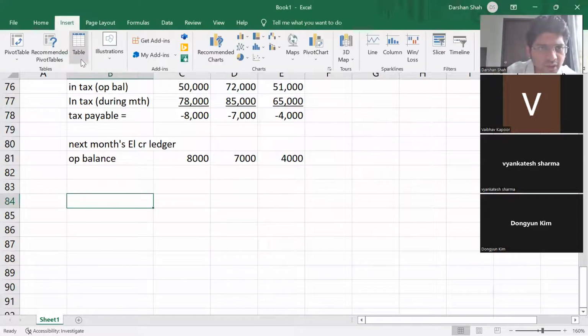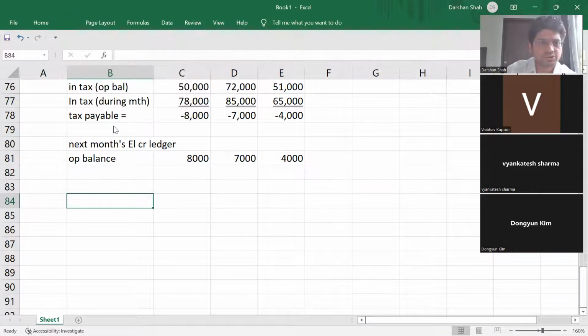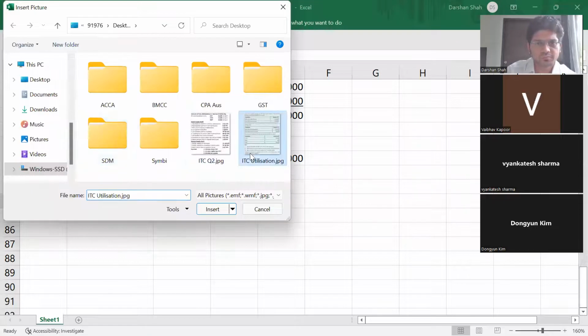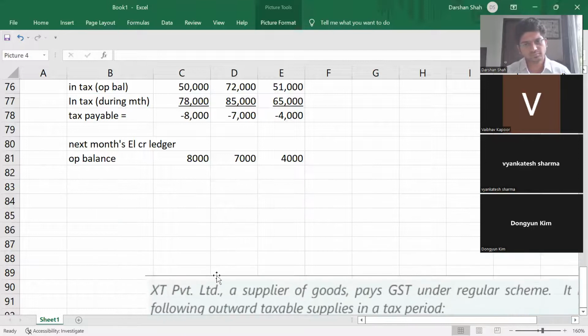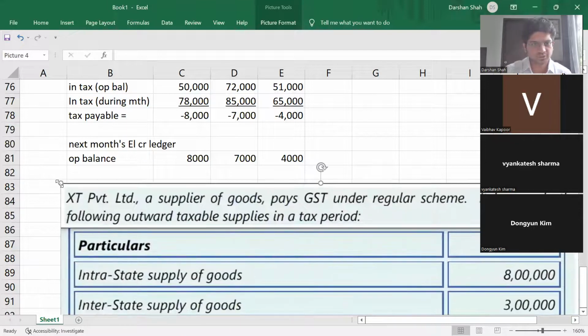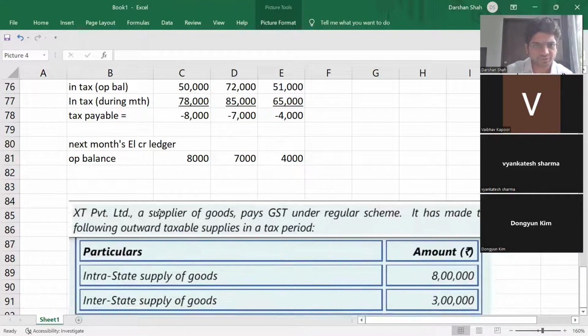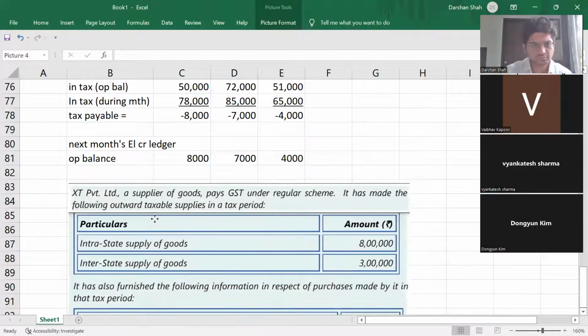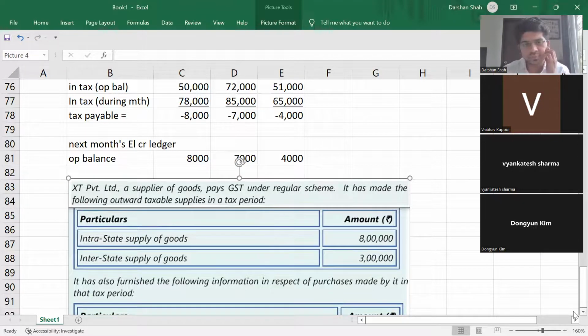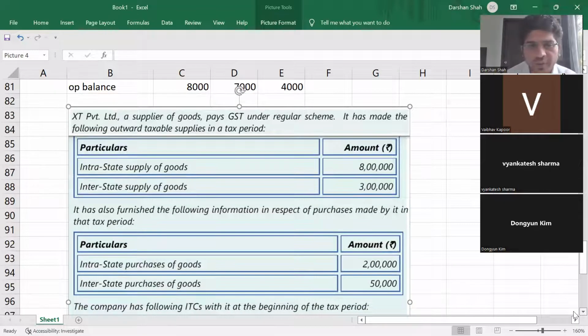Now let me take a question which will solve Dongyung's doubt. I didn't want to take this question at first because it is a bit tricky. Let us see. XT Private Limited, a supplier of goods, pays GST under the regular scheme. It has made the following outward taxable supplies in the tax period.